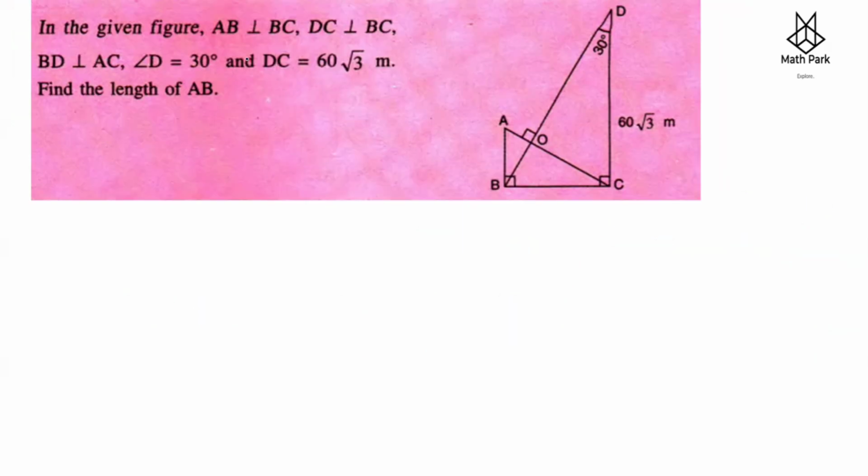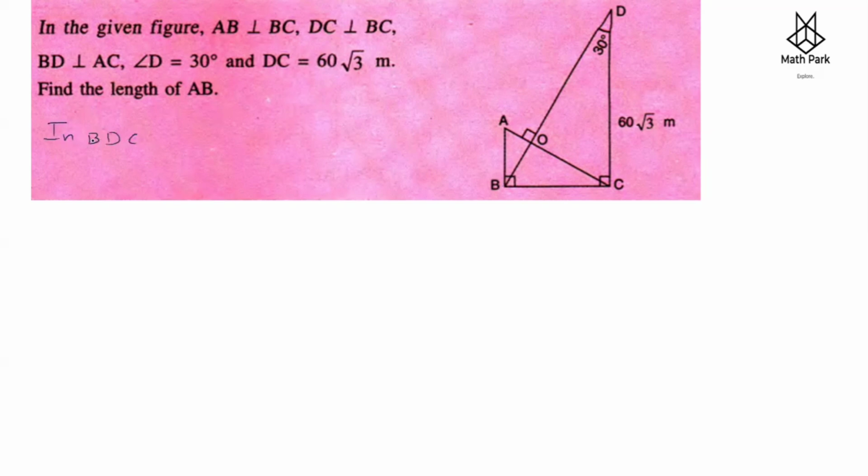In the given figure, you have AB is perpendicular to BC, DC is perpendicular to BC, and you have BD is perpendicular to AC. Okay. And DC is given to you as 60 root 3. You have to find the value of AB. Now, when we look at AB, it is a part of right triangle ABC, and BC is a part of right triangle BCD. So let us find BC first. So that is a part of triangle BDC.